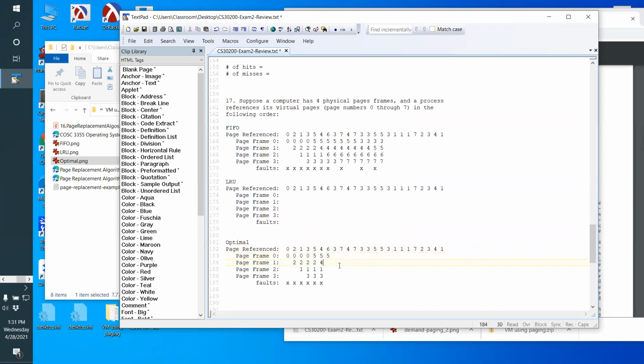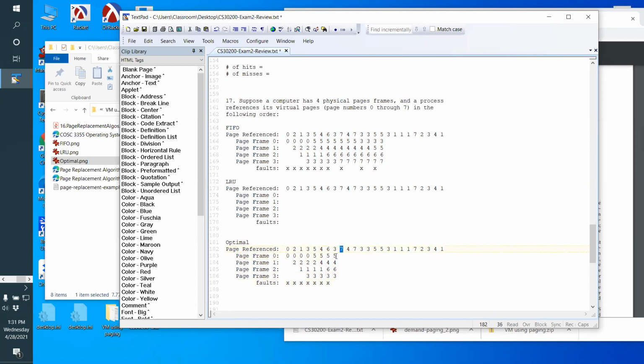So 5 stays put, 4 stays put, 3 stays put, and 6 gets brought in on top of 1, and that's another page fault. Notice that so far everything's page faulting, even in the optimal strategy. Okay, now we need to access 3. 3 is in memory. Okay, so 5 stays put, 4 stays put, 6 stays put, 3 stays put. That wasn't a page fault.